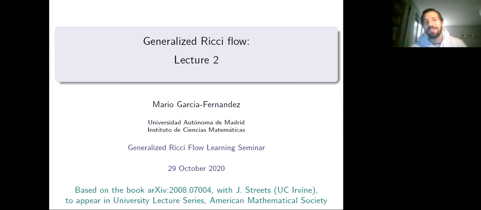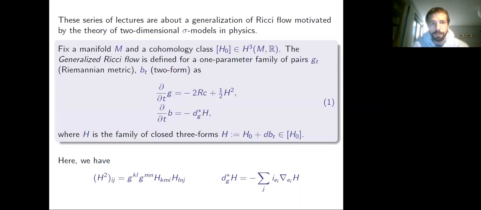So this is the second lecture about this generalized Ricci flow, and just let me start by recalling what this is. So we are talking about geometric flow on manifolds for a pair given by a Riemannian metric g_t and a two-form b_t, a one-parameter family of those. And the flow is defined as follows, as I introduced in the very first lecture.